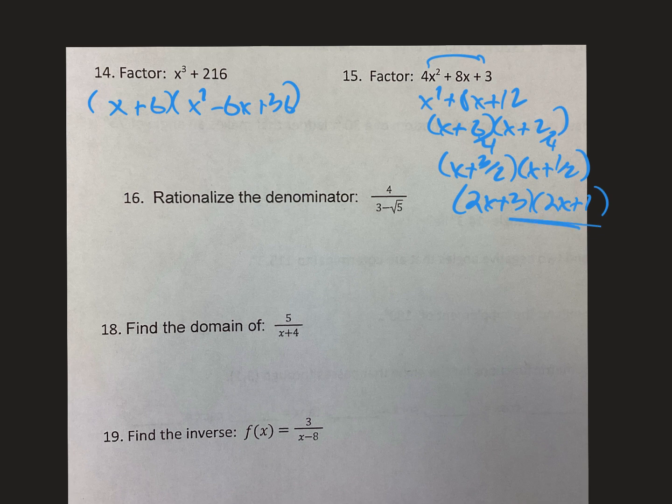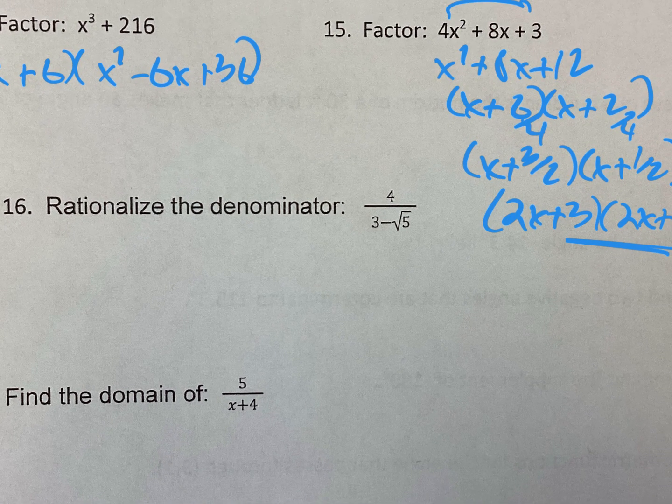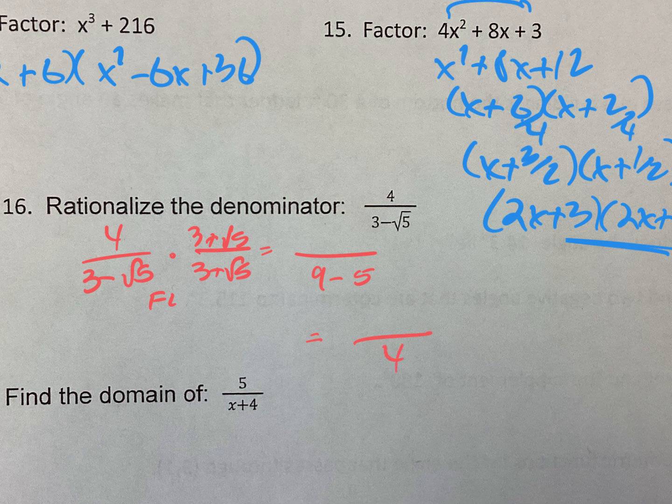Got it. 16, rationalize the denominator. When you rationalize the denominator, you multiply by the conjugate of the denominator. The conjugate of 3 minus the square root of 5 is 3 plus the square root of 5. On the bottom, when you do conjugates, you just do first, last. That's going to be 9 minus 5, which is going to be 4, by the way. On the top, you just distribute 4 times 3, and then 4 times the square root of 5. And you would be done right there, except 4 goes into everything.